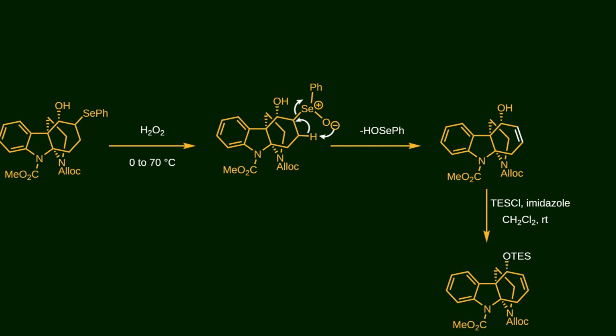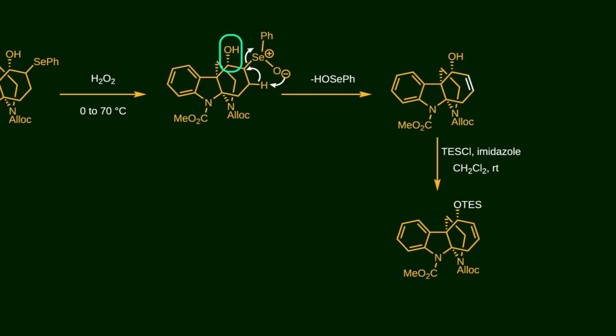One key advantage of this method is that selenium is selectively oxidized in the presence of a hydroxyl group, which could be oxidized to a ketone. After forming the alkene, the hydroxyl group is deprotonated by imidazole and protected as a silyl ether.